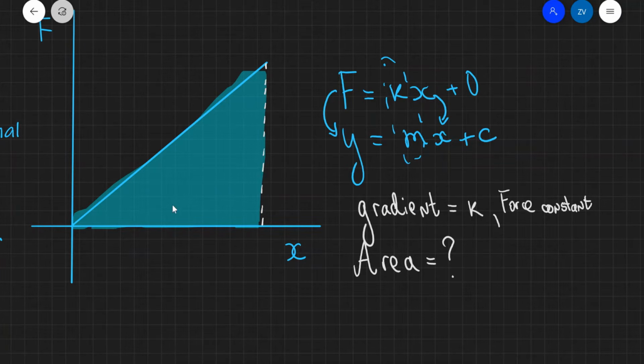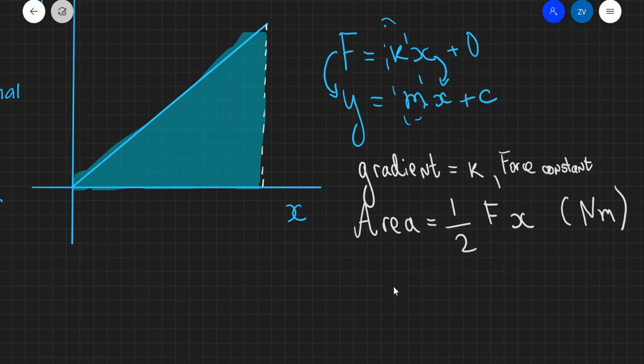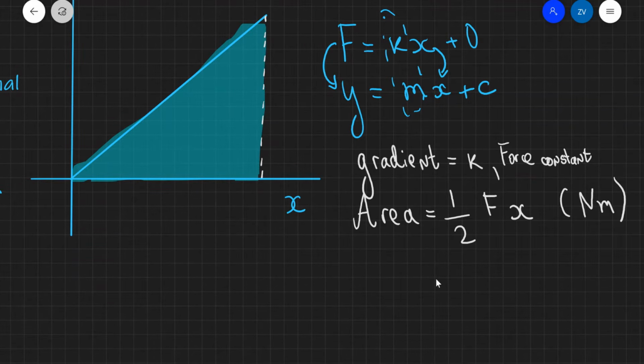Now, what about the area underneath the curve? In order to find the area, we need to find the area of this triangle. In order to do so, we're going to be multiplying force by extension. So that means that we're going to have force times distance, so once again, the area will be equal to half Fx. Now this will have units of newton meters. So that means that our area will actually be the work done.